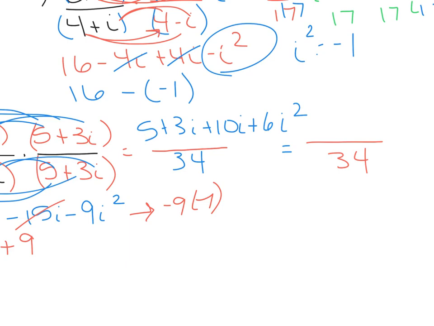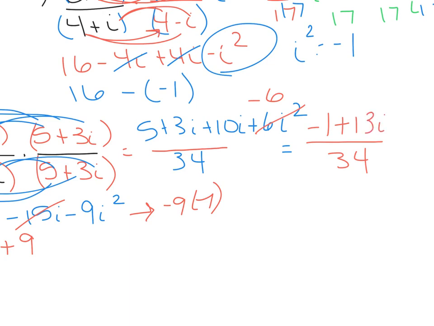So what do we have here? These are like terms, and this is going to turn into 6 times negative 1, and I'm going to rewrite that as negative 6 so that I can combine these like terms. 5 and negative 6 are like terms. That makes negative 1. And 3i plus 10i makes 13i.